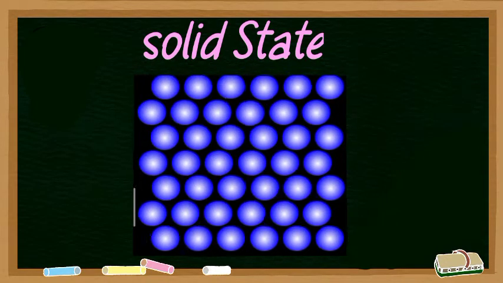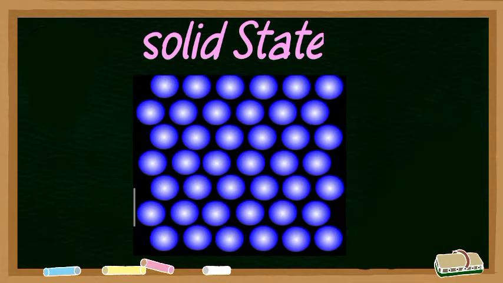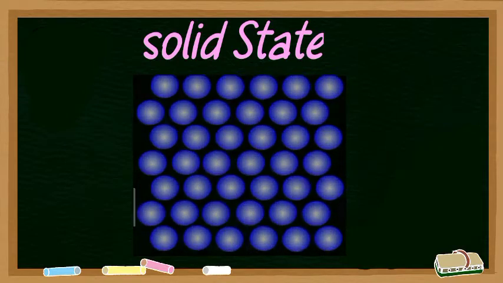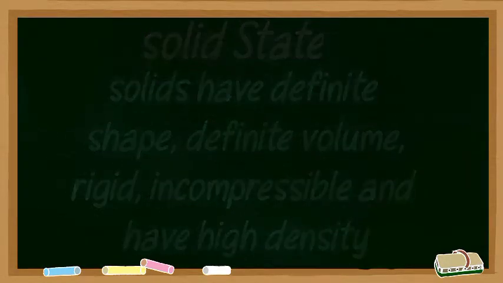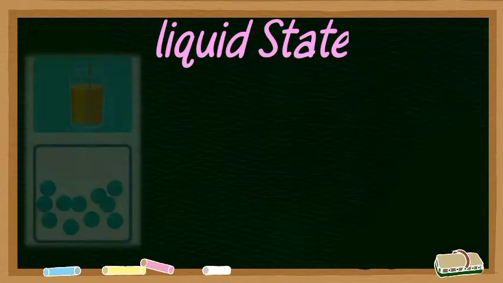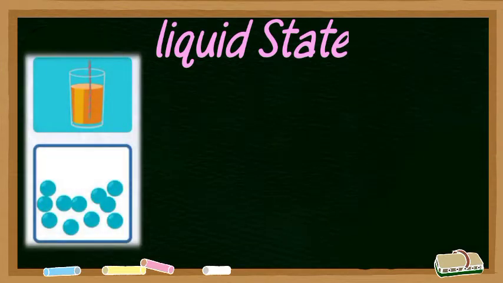Hence, the kinetic energy of the particles of solids is minimum. Thus, the particles of solids are arranged in a definite manner. This gives a definite shape and volume to the solids, and they are rigid and incompressible, and they have high density. Liquid state.